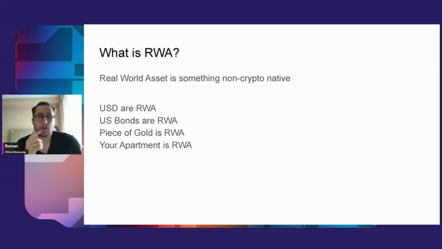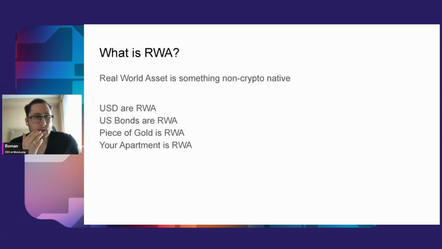So let's move forward and let's discuss what RWA is. Before we continue to talk about tokenization of RWA, I mean real world assets, we need to define this thing. By the way, there are several definitions, but I want to provide you with this one. Real world assets in the crypto space, in the crypto domain, I mean, is something non-crypto native.